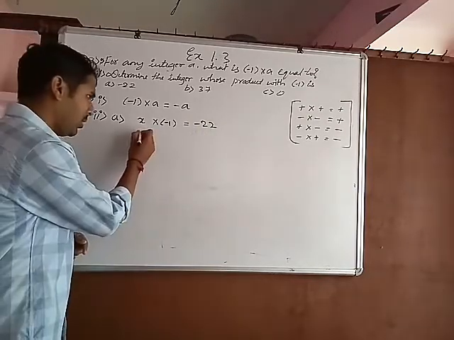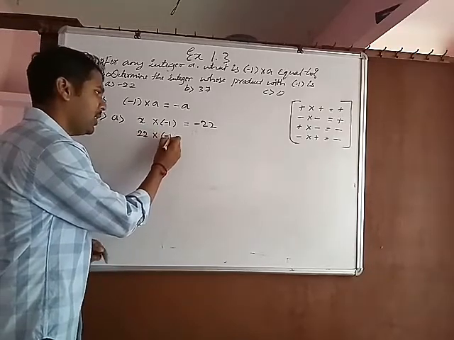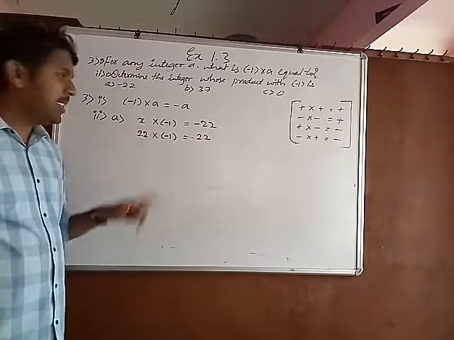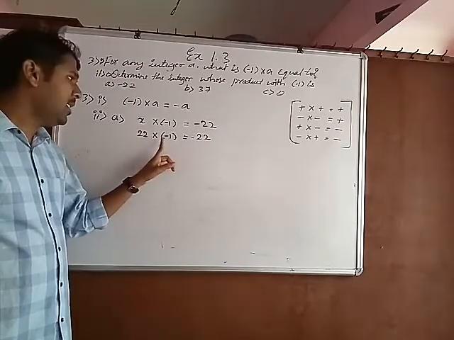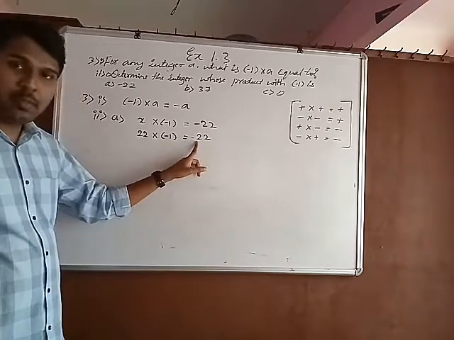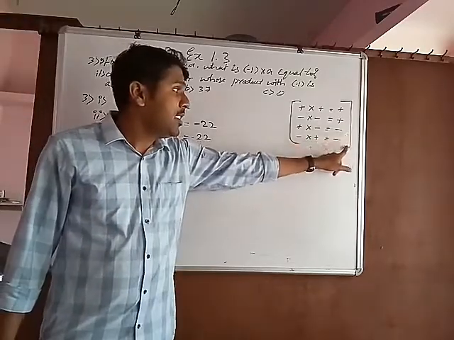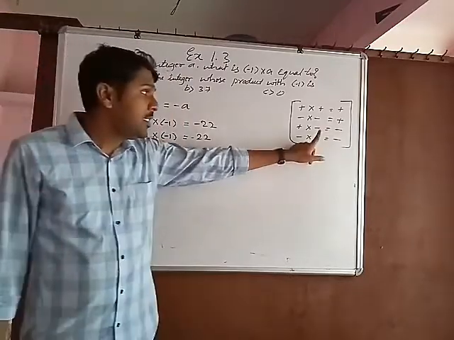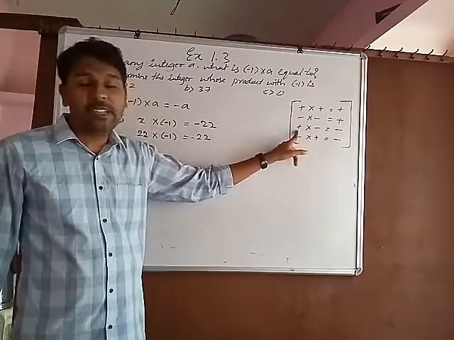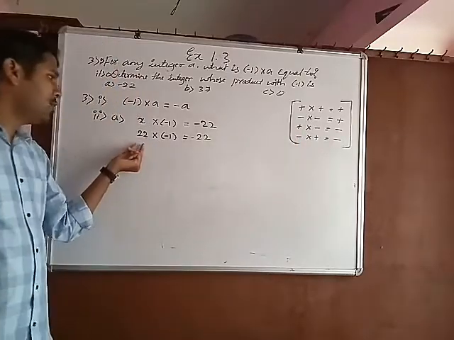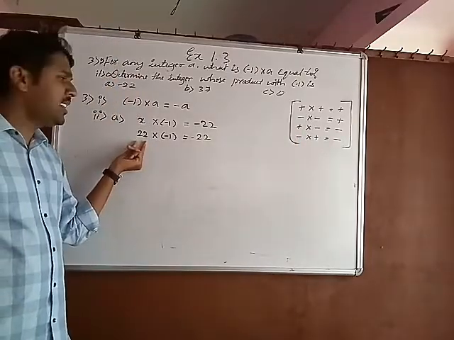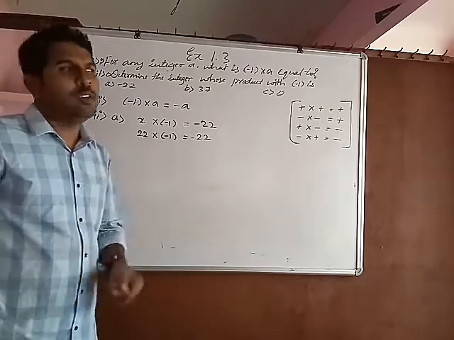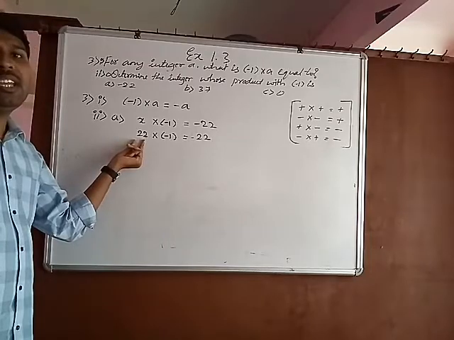22 into minus 1 equals minus 22. And check the sign. Here plus sign, here minus. In the product, minus is there, and here one minus sign is there, which is this one. That means the first one must be plus. So the answer is 22. 22 into minus 1 equals minus 22. What is that integer? The first one is 22.